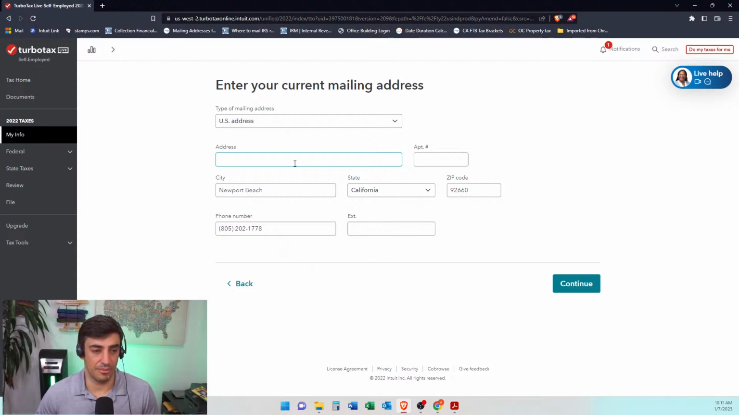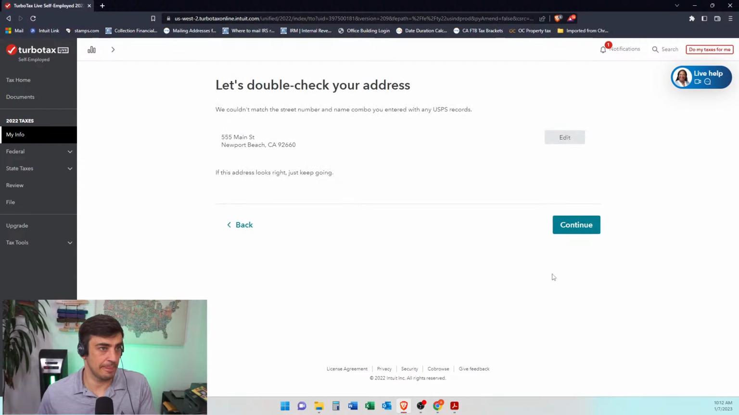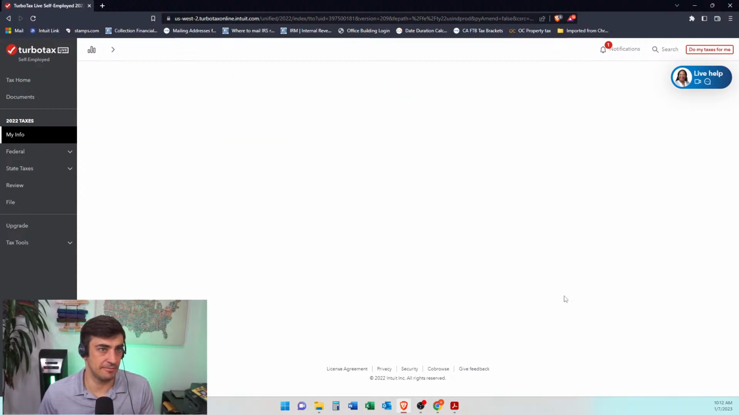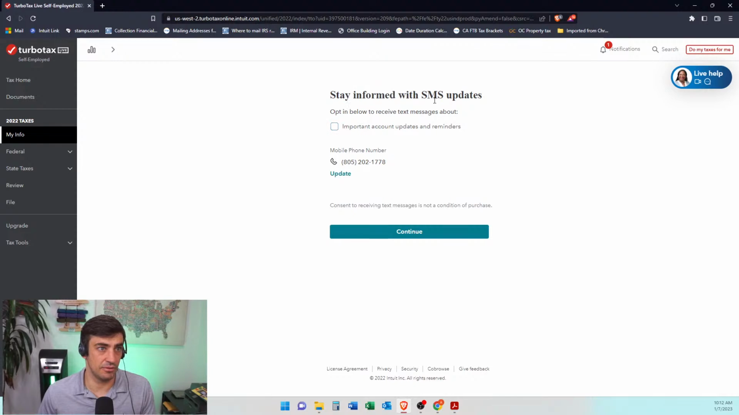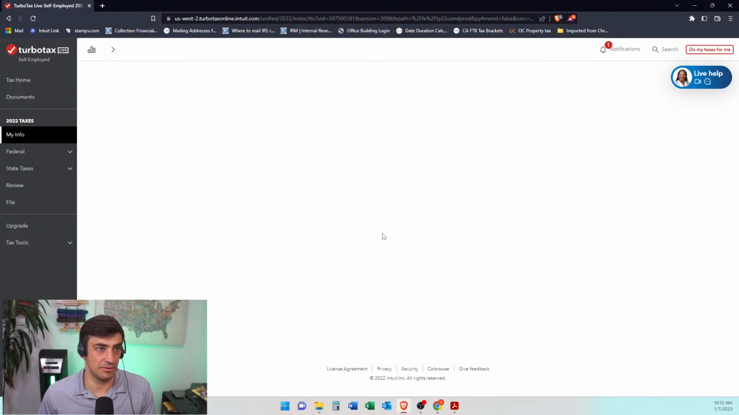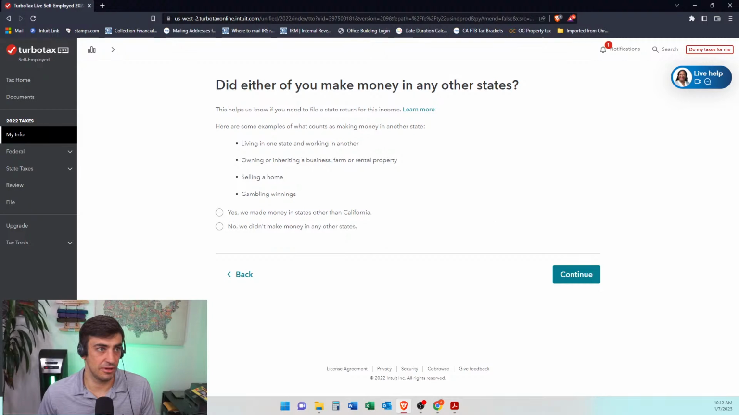then you can't take the necessary steps to make sure it doesn't happen. I help a lot of people with tax debt, and that's an issue they have: they're moving around and they don't update their address with the IRS. So yes, you do want to make sure that you are putting your current address here. That's why it's saying this. I'm going to do a bogus address. There it is. All right, we're going to say, yep, that's us. That's not me, though. Stay informed with SMS? I'm going to say no. Did either of you make money in any other states?